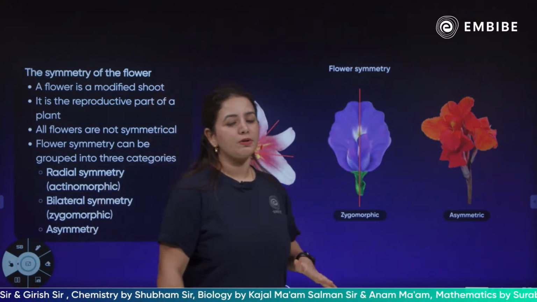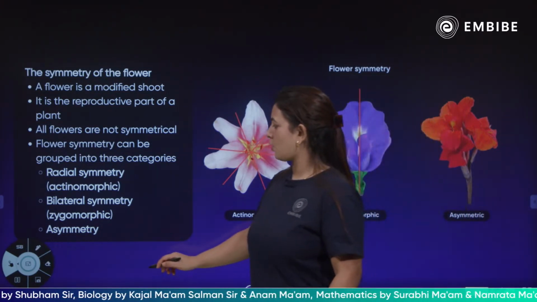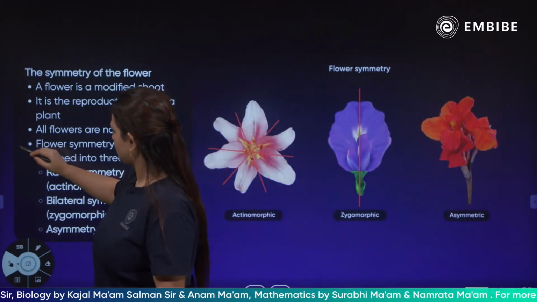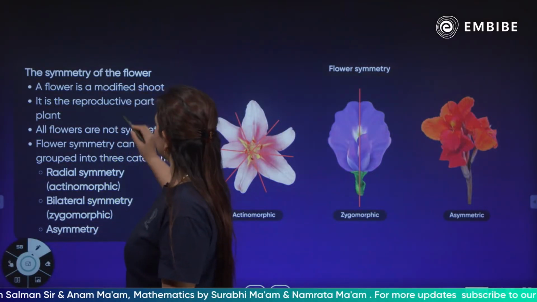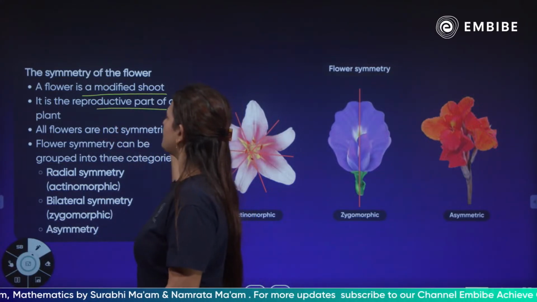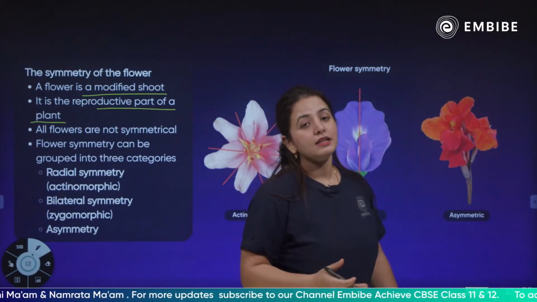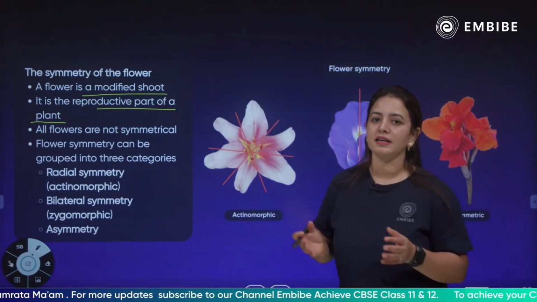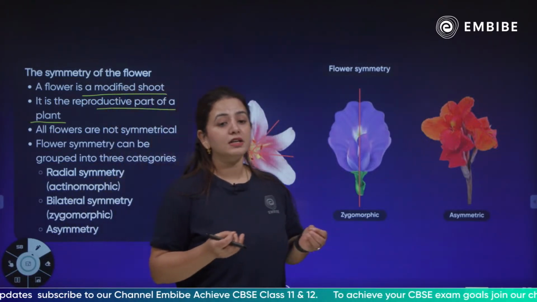Okay, what is symmetry? Simply, children, a flower in general is called a modified shoot. Just now I told you, the flower is called a modified shoot, and it is the reproductive part of a plant. That's what we were discussing: the reproductive part of the plant is the flower, and of course it's the modified shoot.